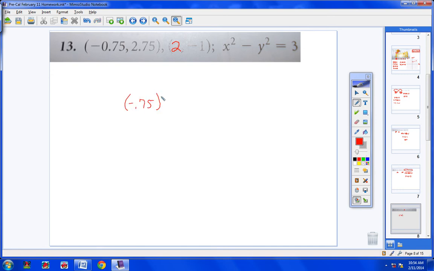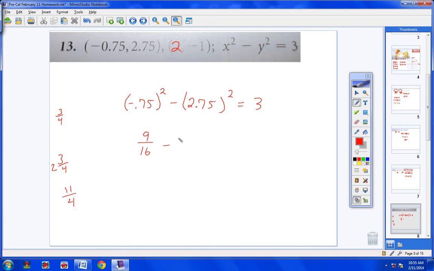-0.75 squared minus 2.75 squared equals 3. Now, I'm going to go ahead and just use fractions. 0.75 is the same thing as 3/4. So a -3/4 times a -3/4 is a positive 9/16. Now you're welcome to keep your decimal. I'm just going to use fractions. I don't have a calculator with me, so that's why I'm doing it this way. Okay, 2.75 is 2 3/4, which is 11/4.